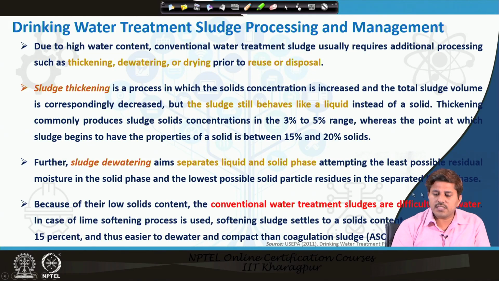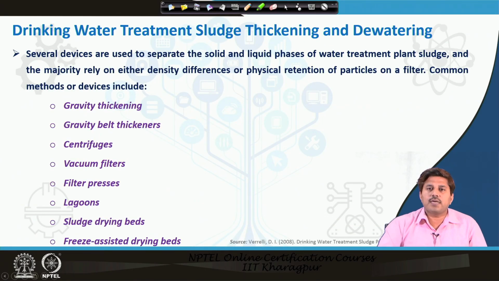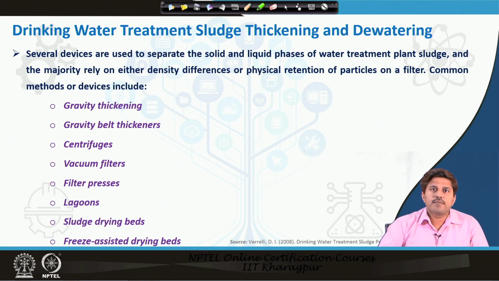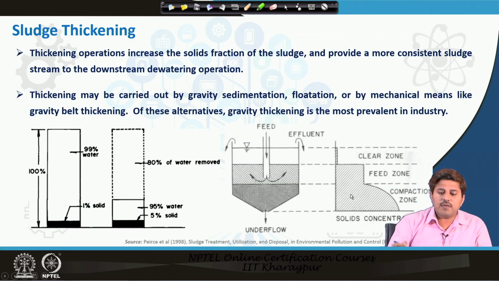But conventional water treatment, which is basically the sludge coming from the coagulation flocculation process, is rather more difficult to dewater because of the nature of the sludge, and the specific gravity is also not that high. So, there are a variety of devices used for thickening and dewatering: gravity thickeners, gravity belt thickeners, centrifuges, vacuum filters, pressure filters, lagoons, and sludge drying beds. So, there are several processes.